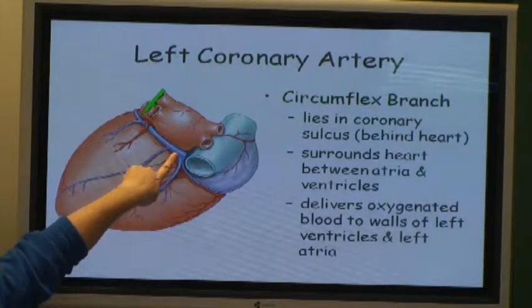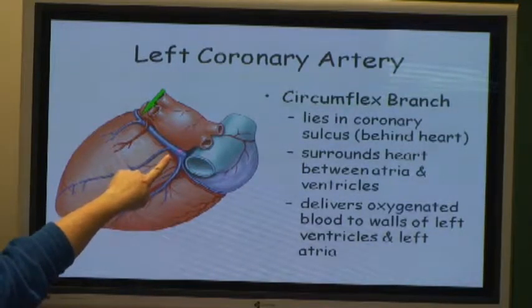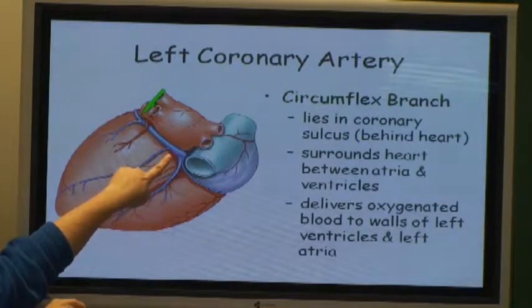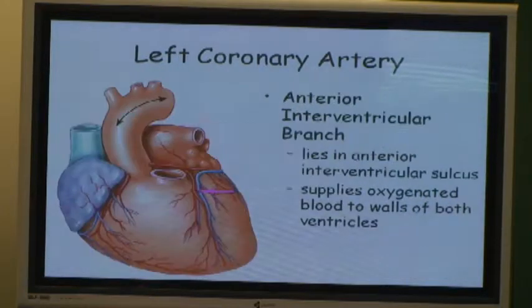Now, what's that? I don't know what that is. Left coronary. No. Oh, the crown. Well, it's the coronary sulcus, so what is that right there? Coronary sinus. Yeah. Which brings me to another point.